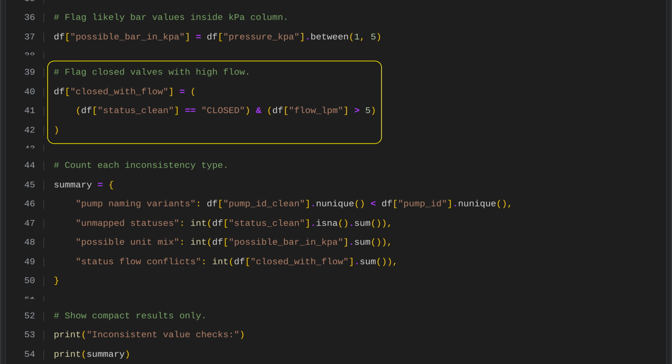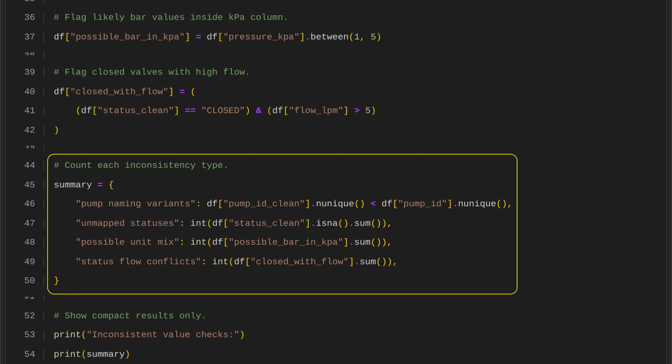A new data frame column flags possible data errors where a pump is marked closed but still shows a flow rate above 5 liters per minute. Rows meeting both conditions are labeled as closed with high flow, highlighting a likely logical inconsistency.